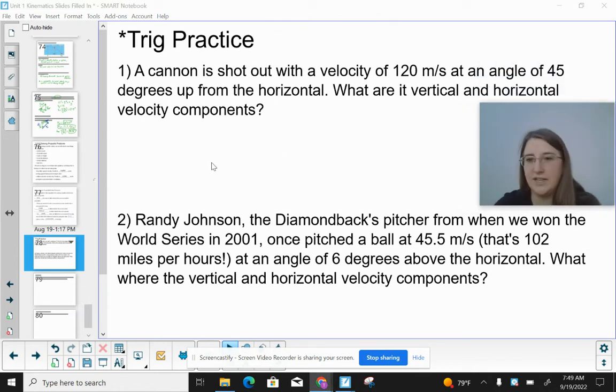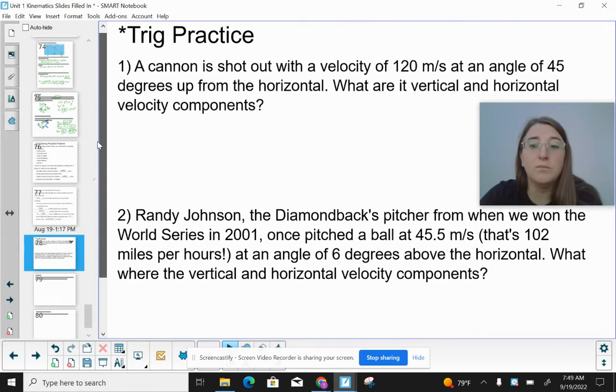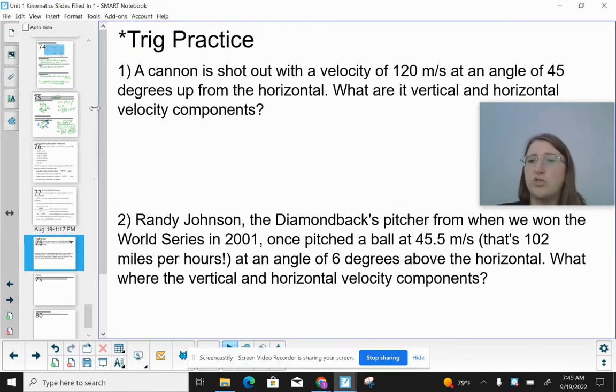As I'm out here outside the dance room, I'm going to write the setup, but then it's just a matter of plugging into the calculator to get the answer, because I'm too lazy to plug in the calculator right now. So I want you to take a second and look at these two questions and see if you can answer both of them. It's just trig practice for breaking down a total velocity. Try and look at these questions.